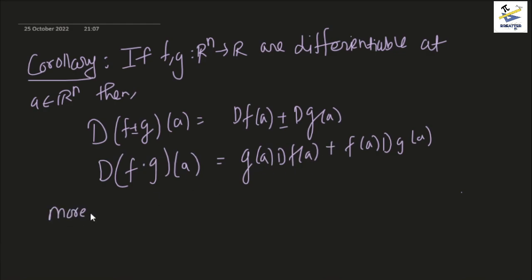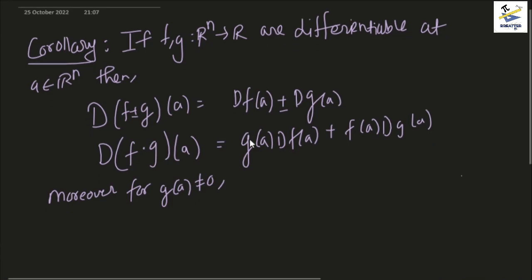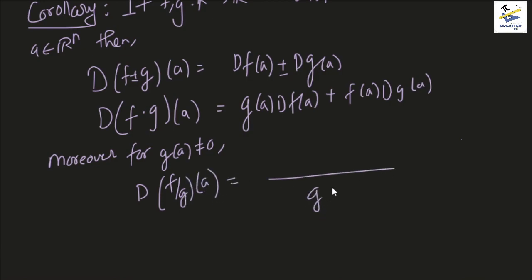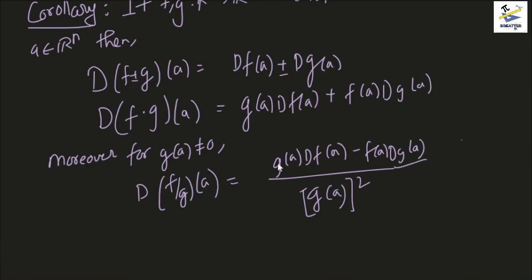So this is how it works. Moreover, if g of a is not equal to 0, we can also define the division as before, like this. We can find g of a whole squared, and we can write g of a into df of a minus f of a into dg of a. So this would give us the rule for the differentiation.